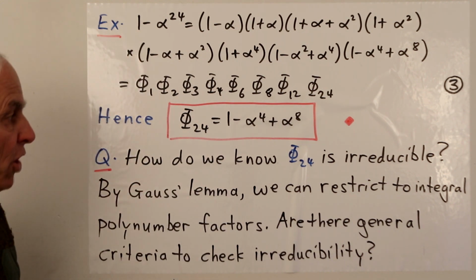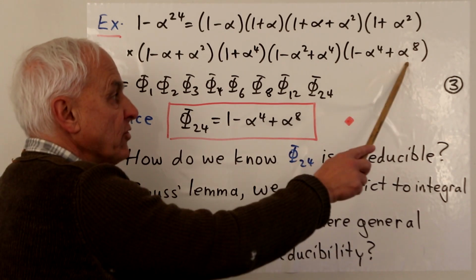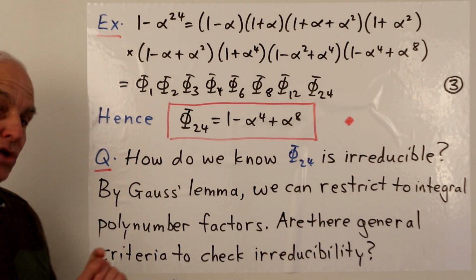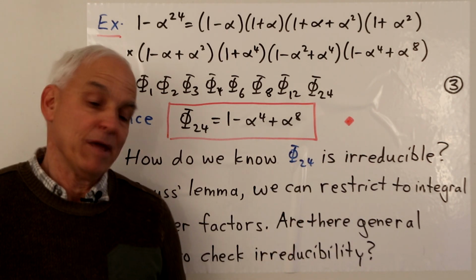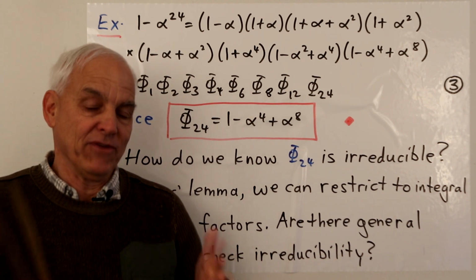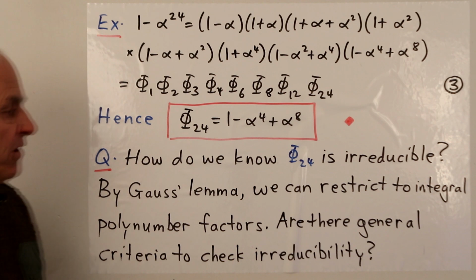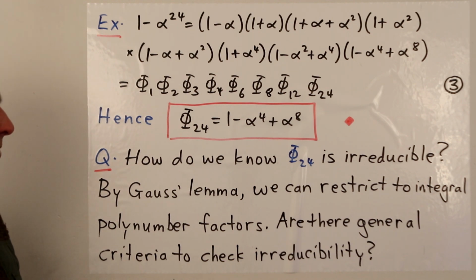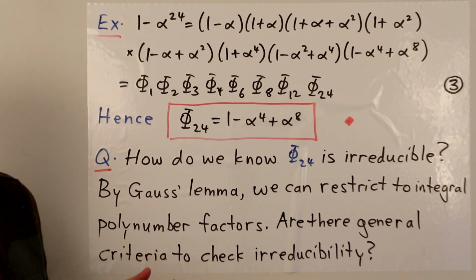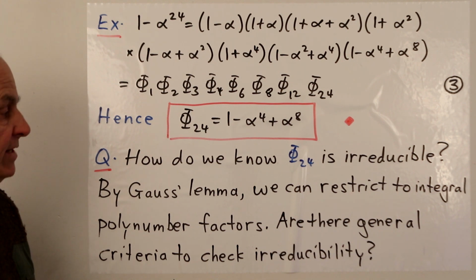But how do we know that this extra factor that we have here actually is irreducible? Now, perhaps our computer will tell us that it is because it's not able to factor it. But how do we really know? That's a very good question. How do we tell whether a given polynumber is irreducible? Not so easy at all.